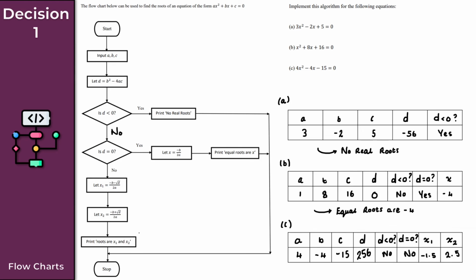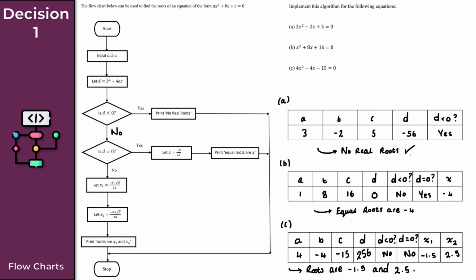Perfect. So what I now do here, we go down and I print roots are x1 and x2. Obviously, just replace x1 and x2 with your respective values here. Hopefully, you get the exact same, but you get the idea. So roots are x1, which is minus 1.5, and 2.5. Okay, perfect. And then we've completed that step here. We go down and we stop, right? The algorithm is complete.